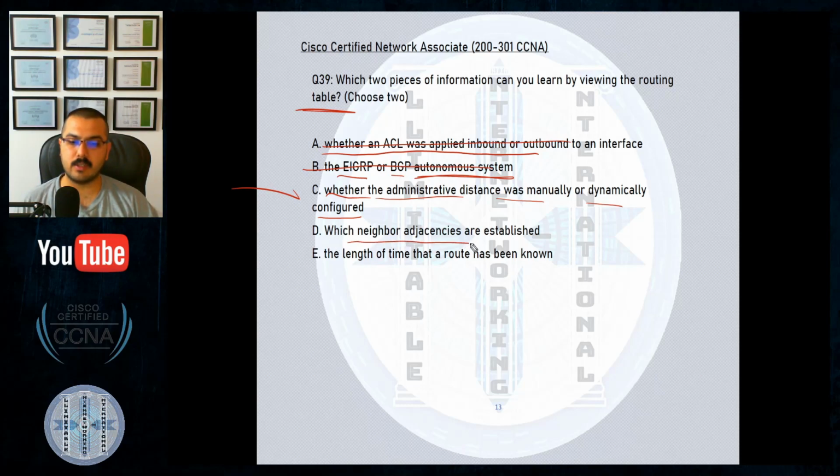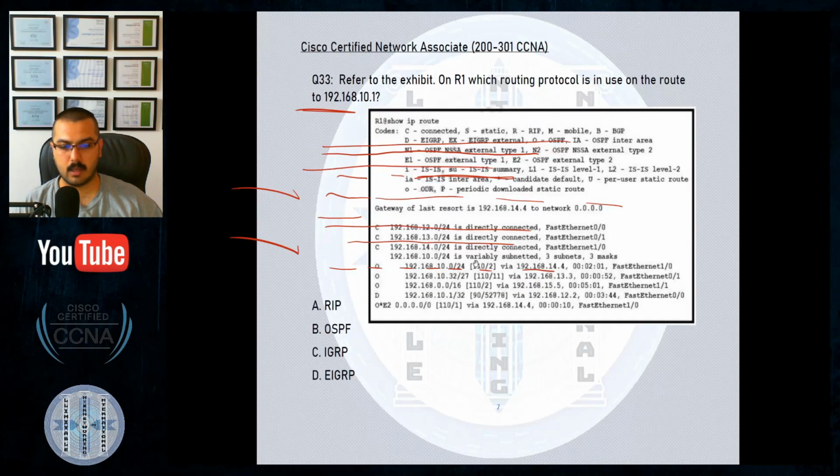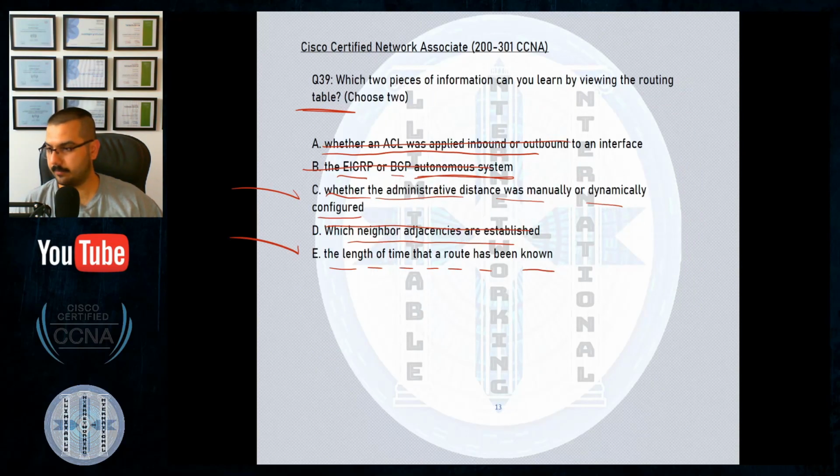Which neighbor adjacencies are established? No. The length of time that a route has been known, definitely correct, which is those timers, all those timers here, you see? Okay, notably for question 39.